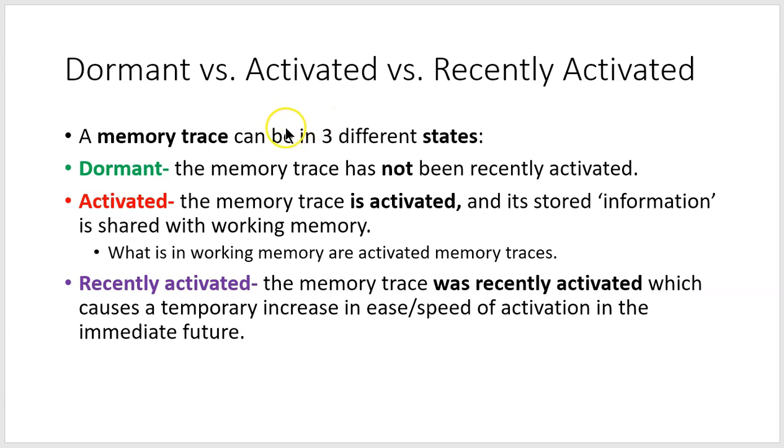So let's revisit then the three different states that a memory trace can exist in, and then we'll use these terms to restate the study illusion. Dormant memory traces, they have not been recently activated. An activated memory trace is when we are attempting to retrieve that information. So we're loading up into working memory. And by the way, we can think of working memory really as just activated long-term memory traces. And then recently activated memory traces, these are ones that enjoy a temporary increase in the ease and speed of activation in the immediate future due to the temporary increase in synapse strength among the neurons in the memory trace.